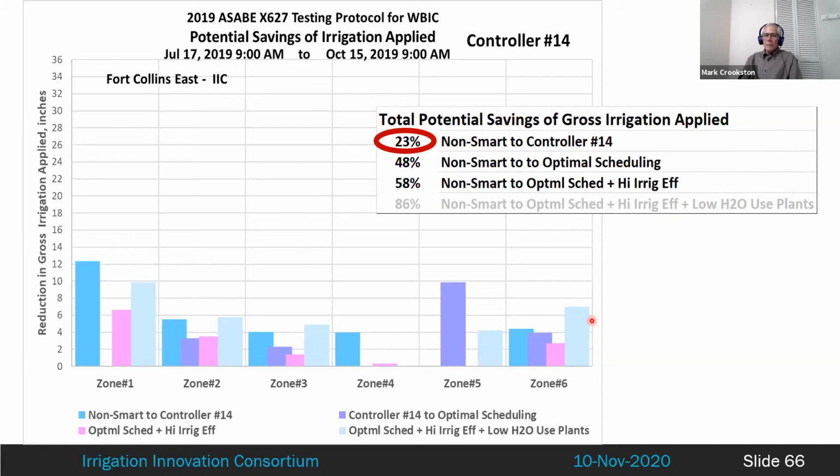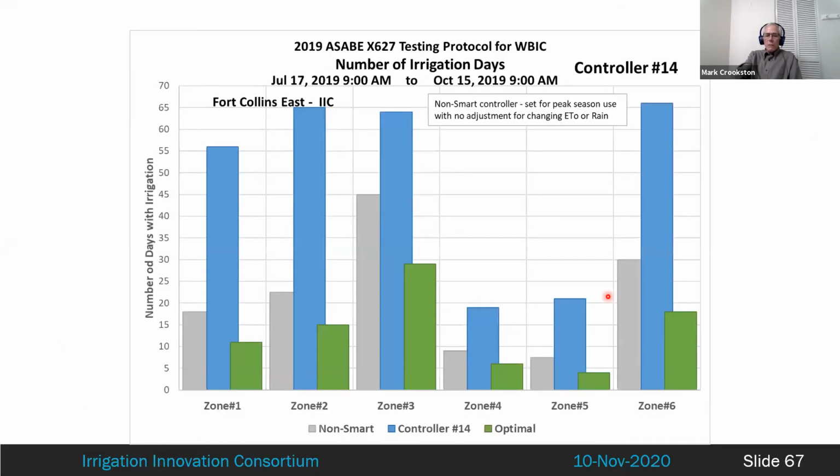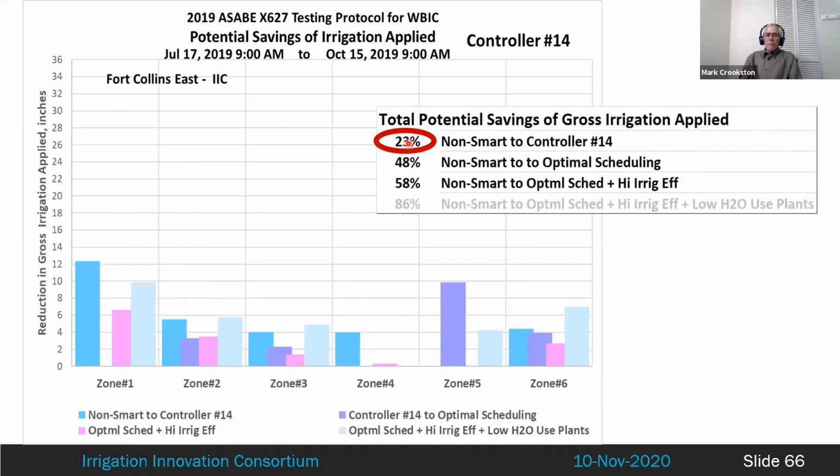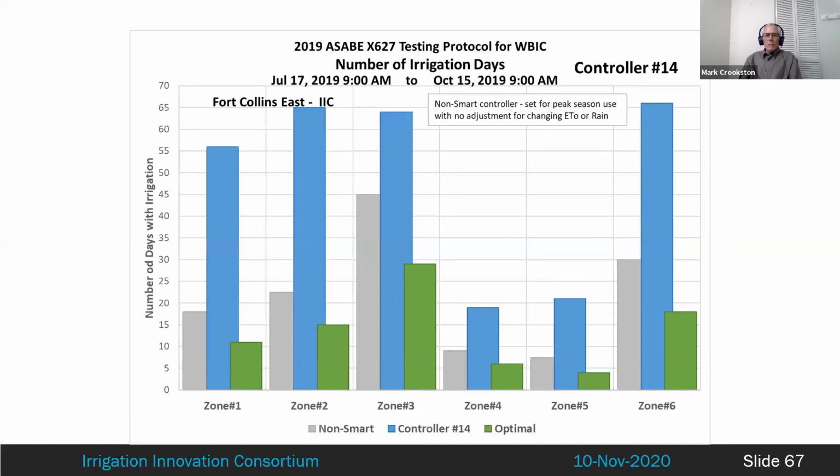Again, that's not 50%. It is often claimed to get the 50% savings, which I agree can be achieved, but you're fixing additional things besides just the controller. You're fixing previous problems, or you're doing more than just changing the controller to help them get there. But there are significant savings available as we work to improve our smart controllers further. Potentially, we could get up to 48% with optimal scheduling. And then if we went to high irrigation efficiency, we could get another 10%. So this is what we're shooting for, and this is why we're doing testing and trying to advance test protocol number 2.